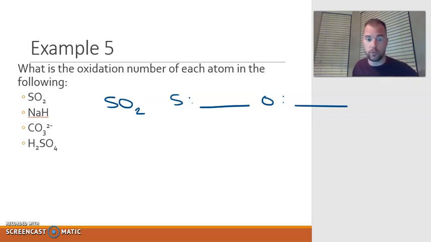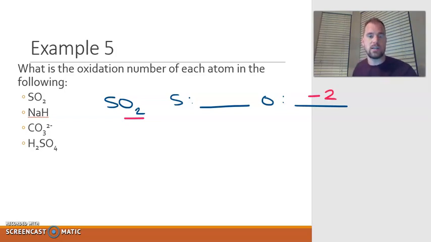I do not know a rule for sulfur. There was no rule that we went over on the previous screen for sulfur. But there is a rule for oxygen. And the rule was oxygen is always -2 unless it's bonded to fluorine, which it's not, or unless it's a peroxide. This looks like it could be a peroxide because it's O2, but sulfur is not a cation. So this is not a peroxide example. And so the oxidation number for oxygen is -2.